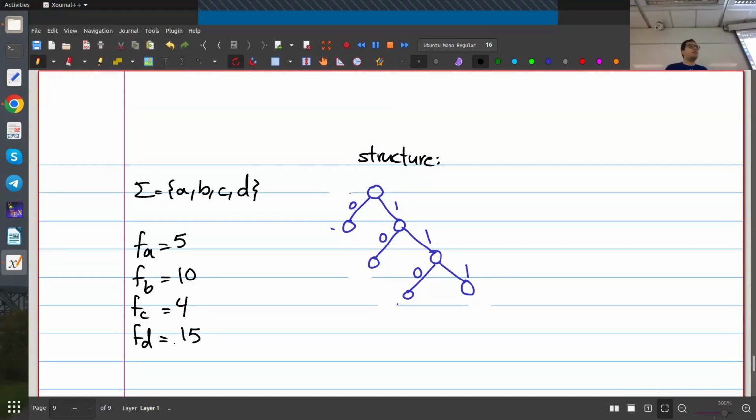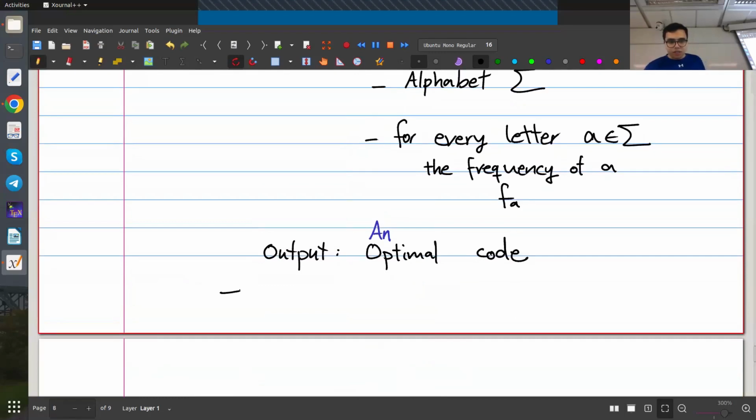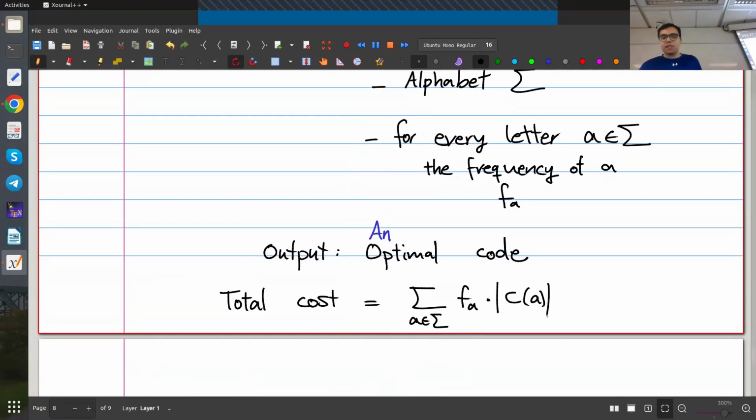You want to minimize the size of your file when you're writing all of these bits, right? So what is my cost function, the cost that I want to minimize? My total cost is just this. I sum over all letters of my alphabet. This looks really weird, but this is the alphabet. This is a sum, right? I'm just going to take the frequency of that letter times the length of the code that I'm assigning to that letter in bits, right? That's how long my file is going to be.